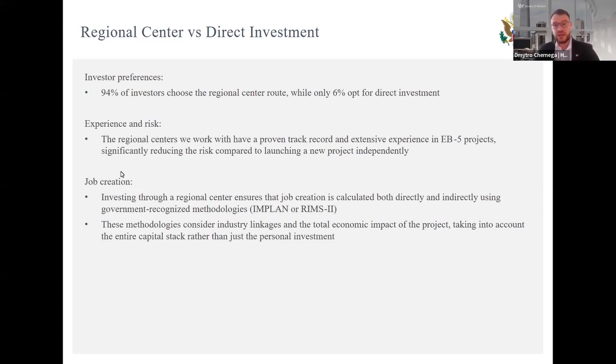These two methodologies take into account the industrial linkages to determine the total economic effect of the project in the region, and take into account the whole capital stack of the project rather than your personal investment. So the whole capital stack is a huge amount of money, and it potentially creates more jobs than just an $800,000 investment from a single investor. So having said that, regional center investment is less risky and provides a smoother path in the whole EB-5 adventure.